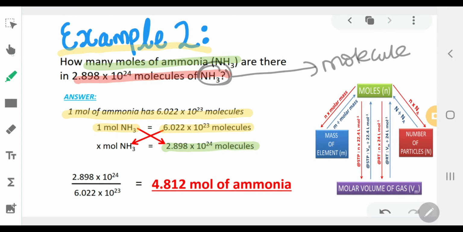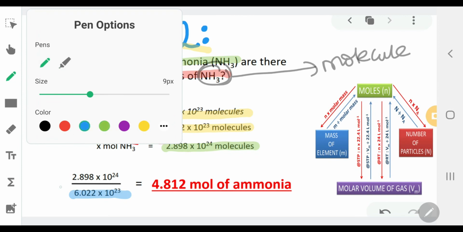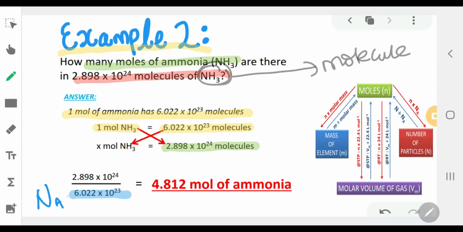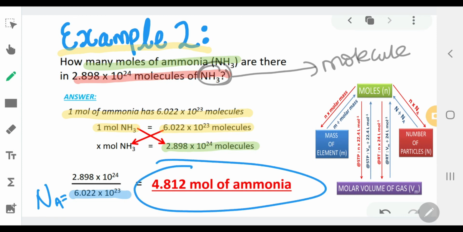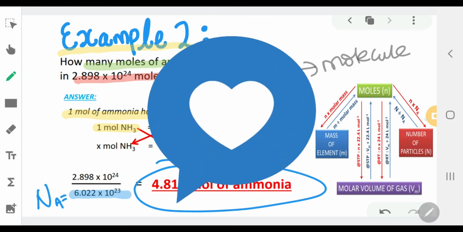So it's quite simple. Just look over here. You have the number of particles, 2.898 times 10 to the power 24. You just need to divide with the Avogadro's constant. So this is the number of particles that is given to you. And we just divide with the NA over here. Okay, so that is the Avogadro's constant, and you get your answer: 4.812 mole of ammonia.